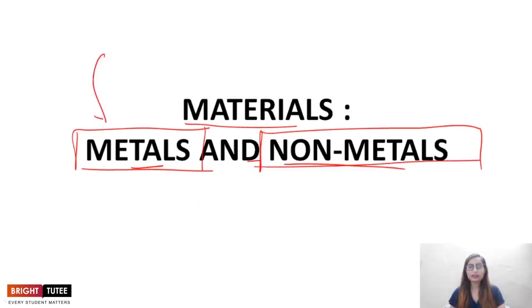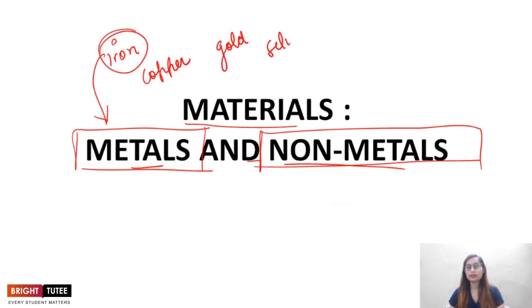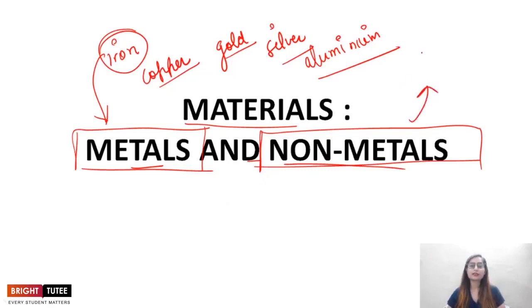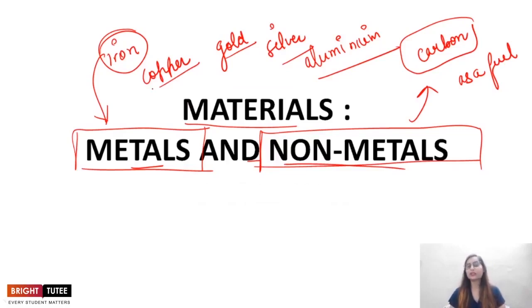Students, you must have heard a lot many times about metals in your daily life, such as iron. We use many articles made up of iron. Then copper, we use copper wire, we use gold jewelry, we use silver jewelry, we use utensils made up of aluminium. So there are many metals that you have heard of. Similarly, there are certain non-metals such as carbon, which is extensively being used as a fuel as well. So there are many metals and non-metals that come across you in your daily lives.